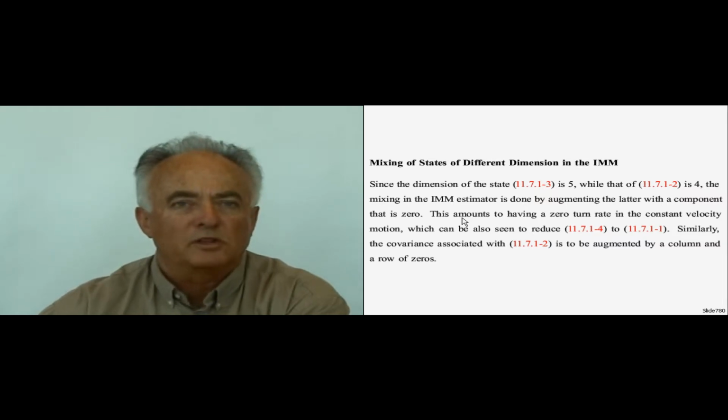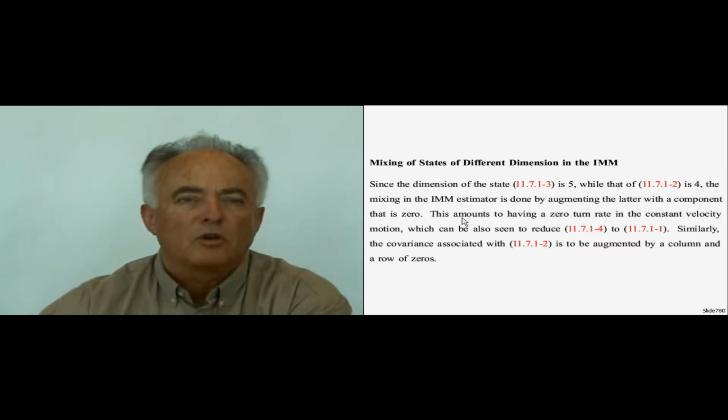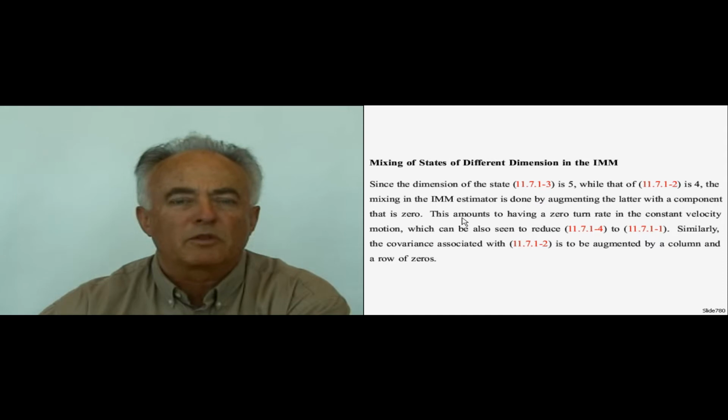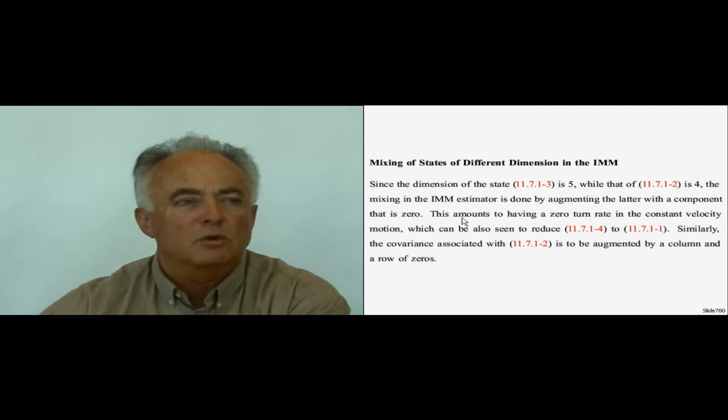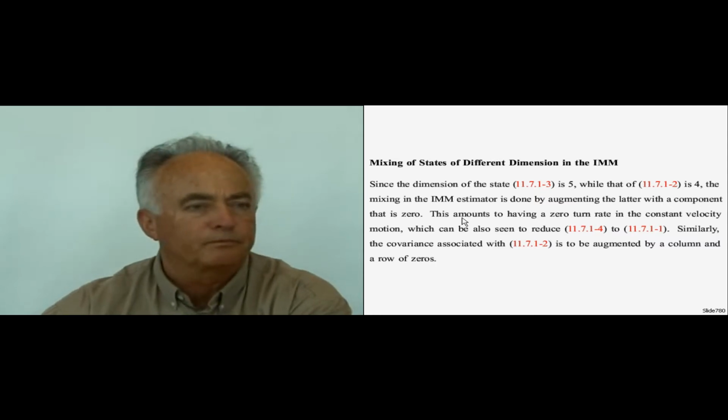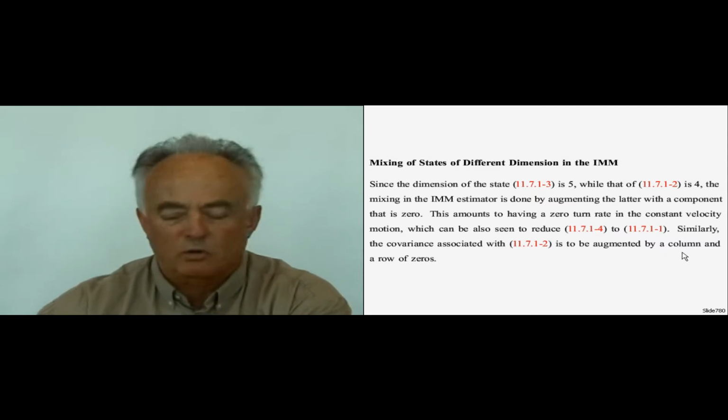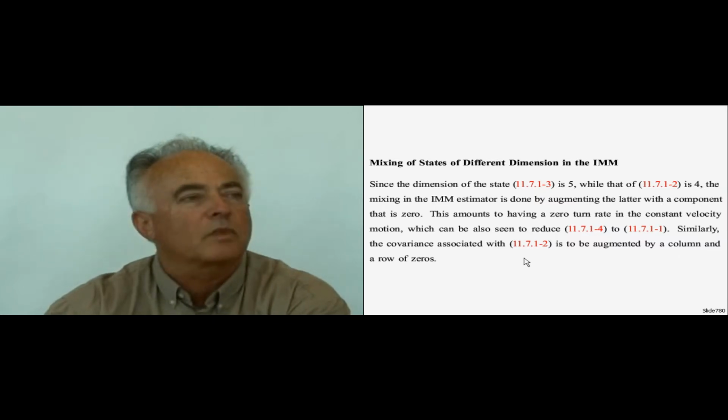And as far as the covariance matrix is concerned, also the 5th row and 5th column for the nearly constant velocity model in the covariance matrix will be set equal to 0. So we just augment it by a column and a row of zeros.